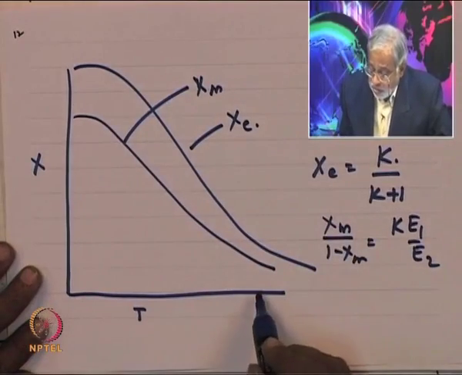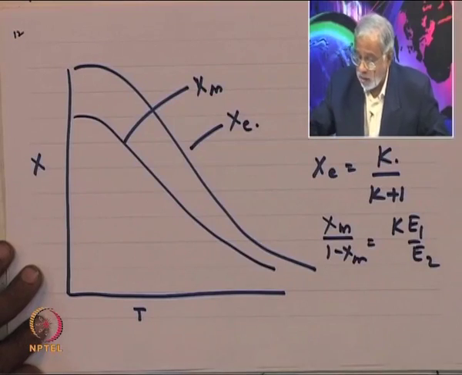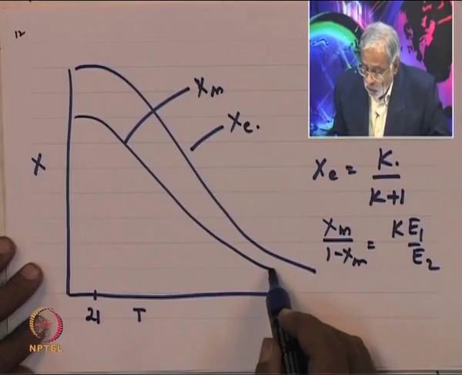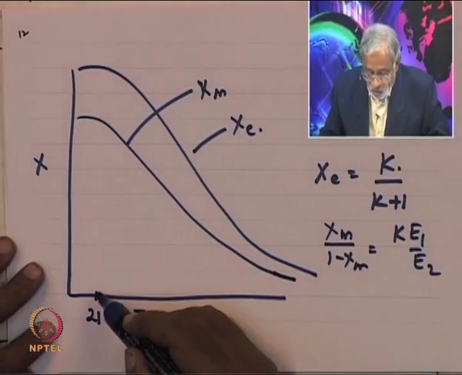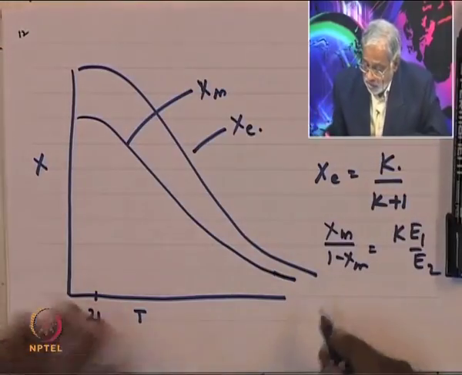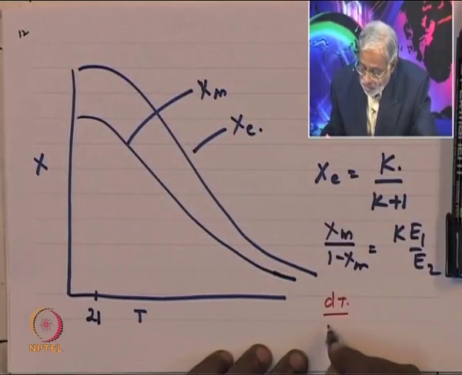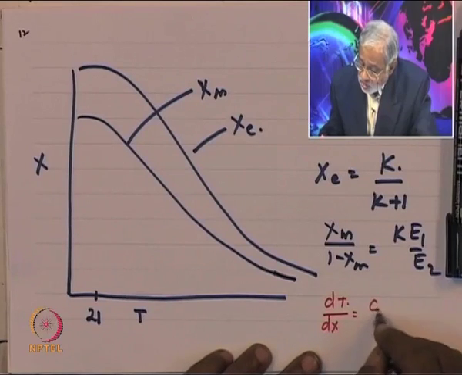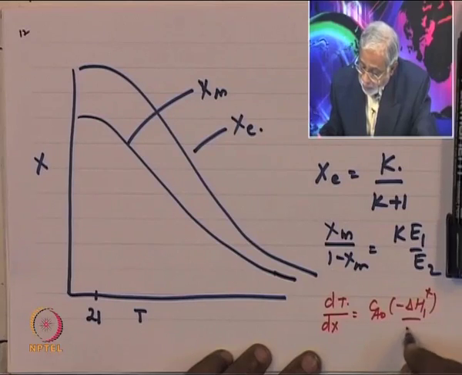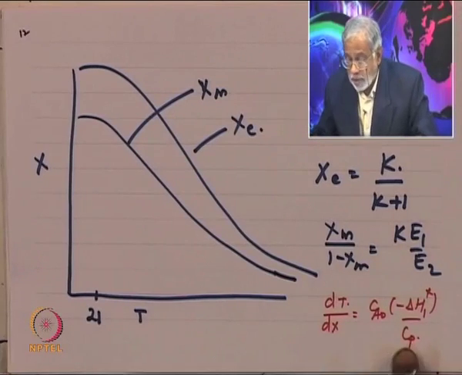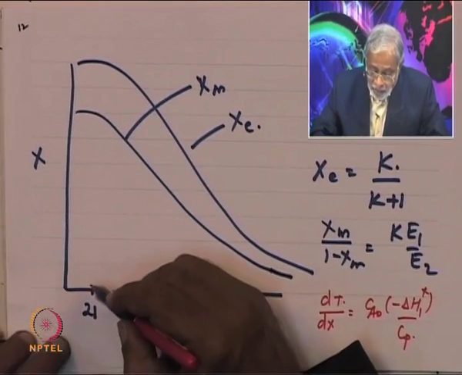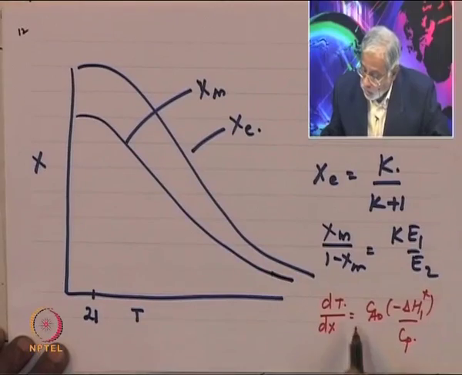Then, if our feed temperature is given as 21, but if you want to really go to very high conversions, if you start with this as 21 and run a tubular reactor, we know that dT/dX is given by C_A0 times minus delta H_1 star divided by C_p. C_p is given, it is the volumetric specific heat. So, we can now run a tubular reactor corresponding to this slope.